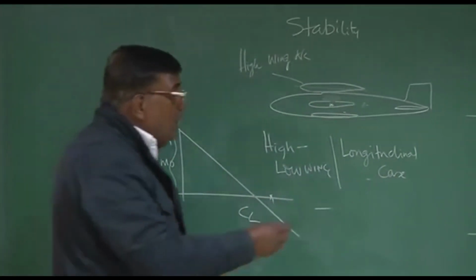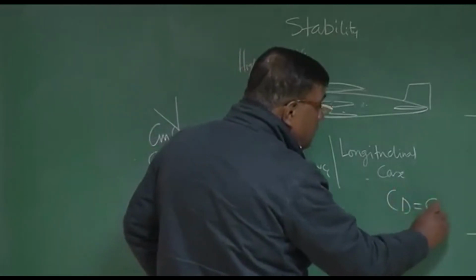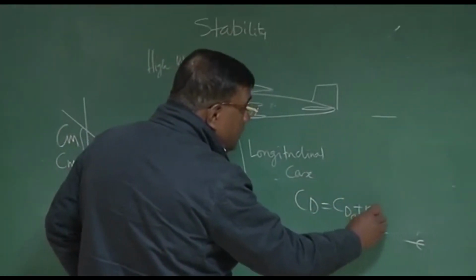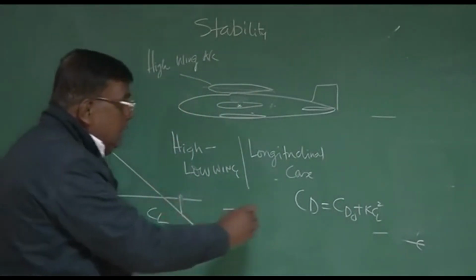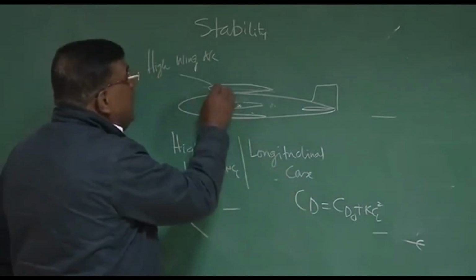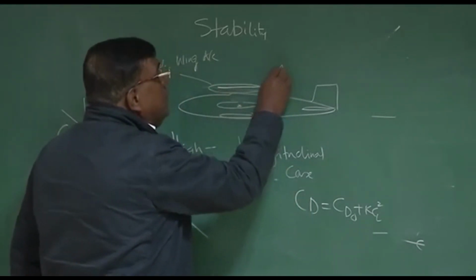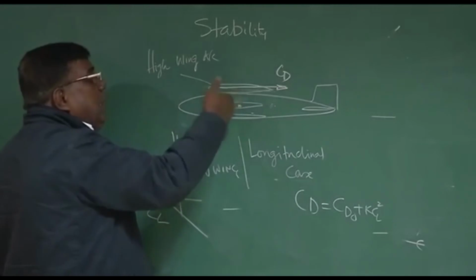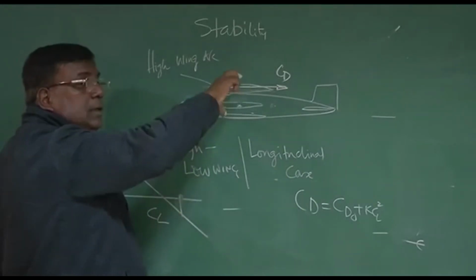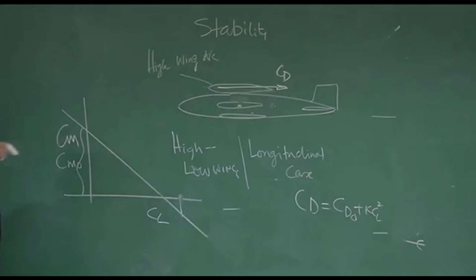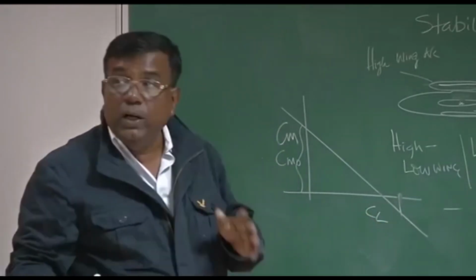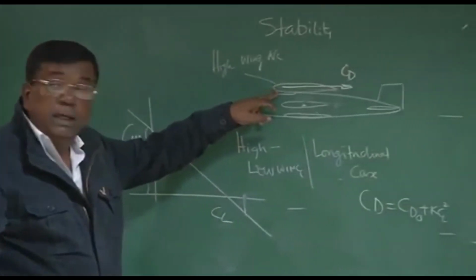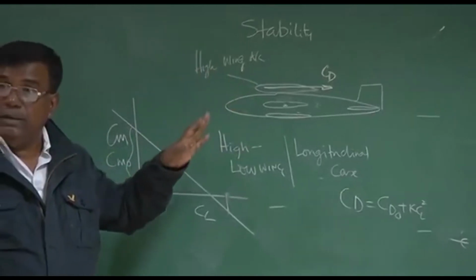CL means, you know, the drag polar, CD equal to CD naught plus K CL square. So what will happen? If CL increases, CD increases. The CD will act in this direction, right? So this will give what type of moment about CG? So this is destabilizing. Please remember, for the longitudinal case, the high wing is destabilizing. For the lateral case, it is stabilizing.